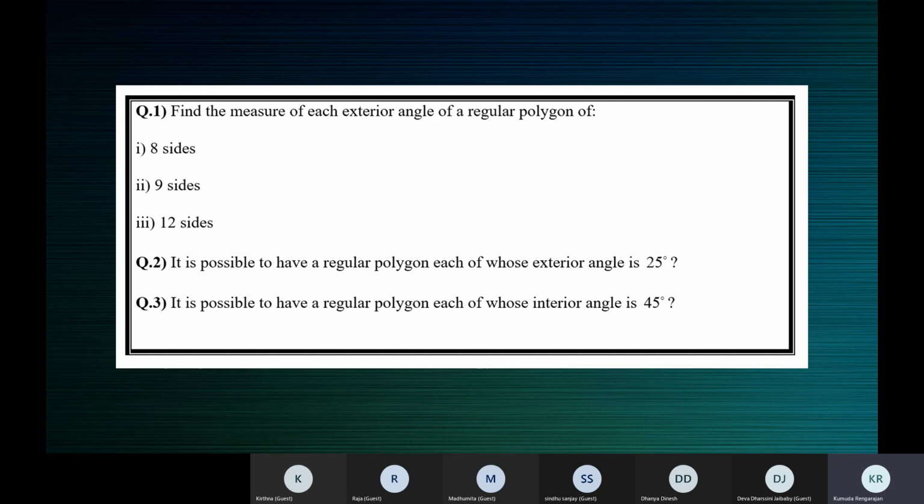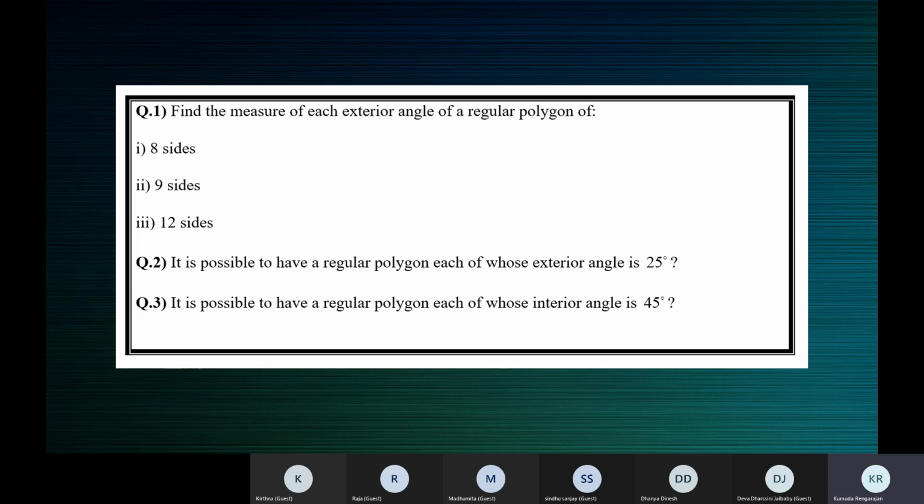So the sum of all the exterior angles in any polygon is 360 degrees. Now this is regular, so all the angles will be sharing 360 degrees equally among themselves. So 360 by 12 is 30 degrees. There'll be 12 exterior angles for 12 sides. Each angle will be 30 degrees. 30 into 12 is 360. Each exterior angle will be equal to 30 degrees.